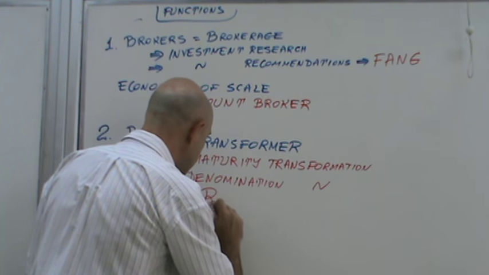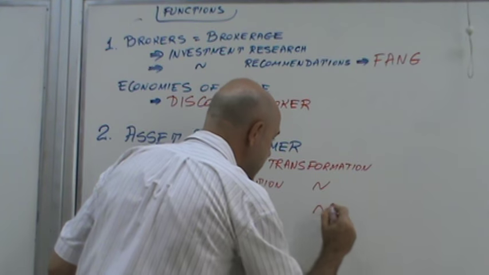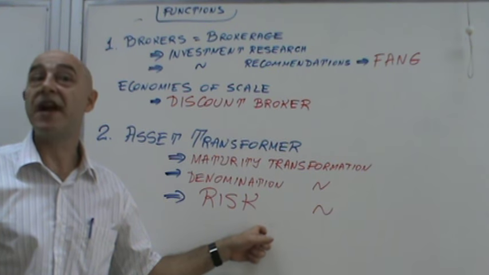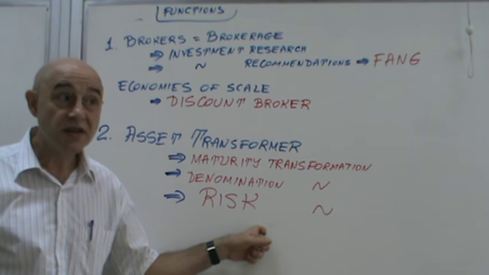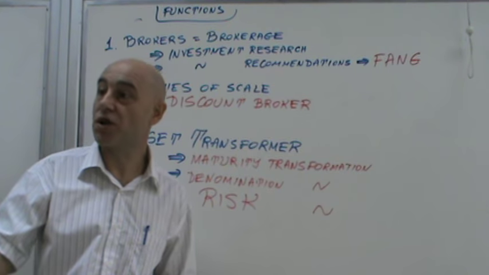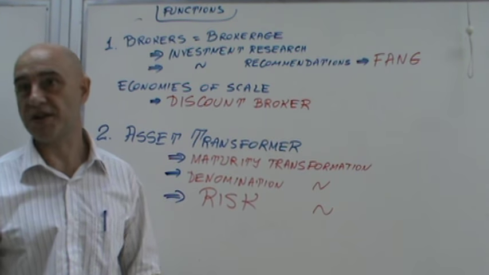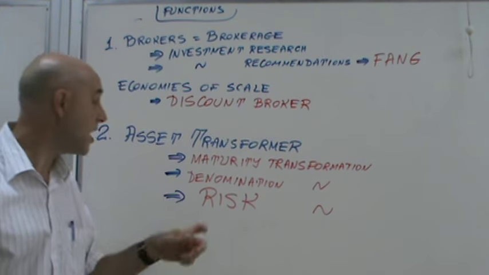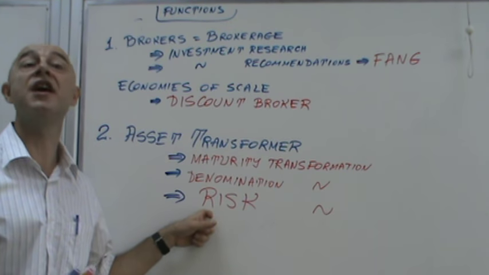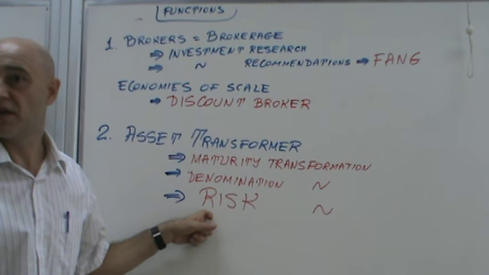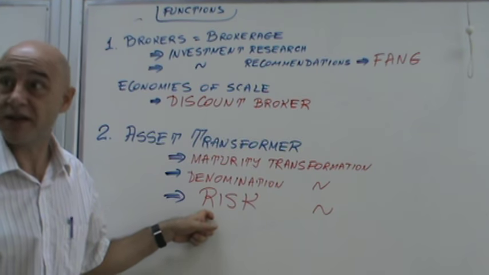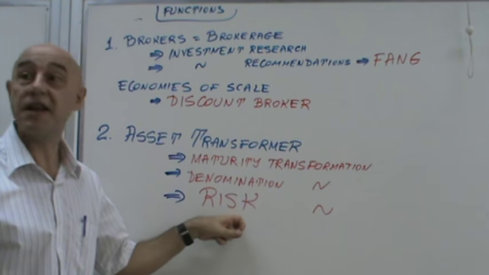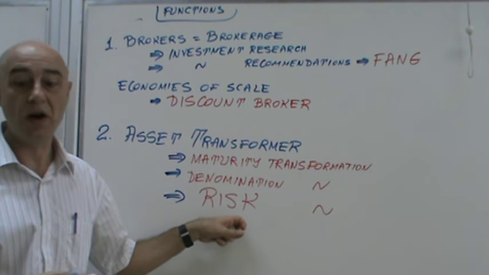This is a lot trickier, risk transformation. In other words, maybe they'll take a big risk, and you as a depositor want to take a small risk. Of course, if you take a small risk, they'll give you a 2% return, and they, taking the risk, will get a 5% return. And if they got the risk right, they'll pocket the 3% difference. But if they got the risk wrong, they'll take the loss, respectively.